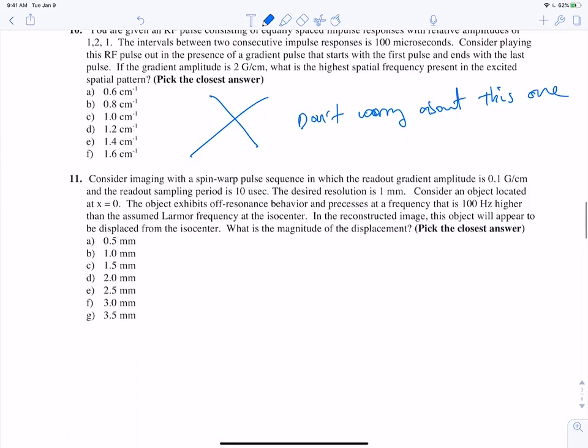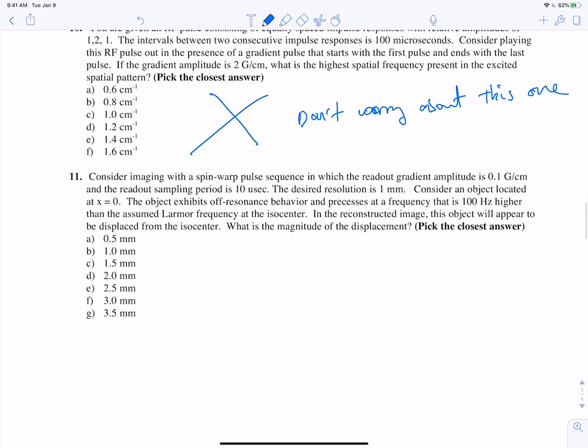Okay. Let's look at number 11. Oh yeah, Professor. I think the emails are on Flutter. Oh, okay. Let's see. Is that good?